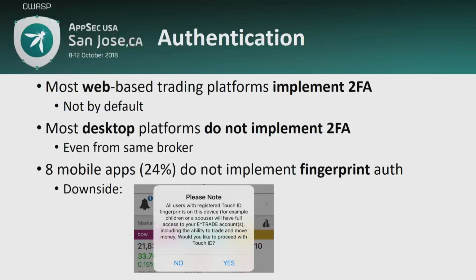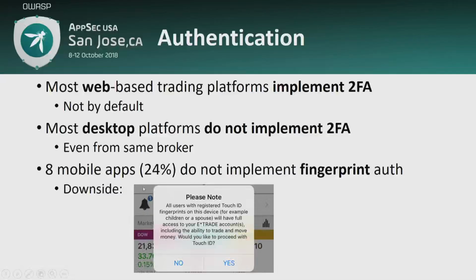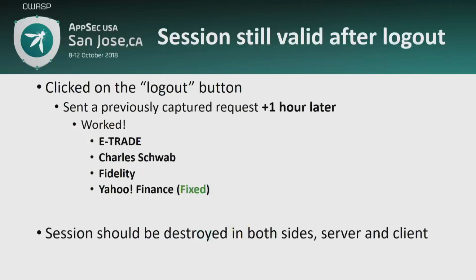Authentication problems. As I said before, most web applications support 2FA, but it's not enabled by default. And desktop applications do not implement 2FA. 24% of the mobile apps do not implement fingerprint authentication. Even if the phone supports the fingerprint, they do not enable it. They do not implement it.